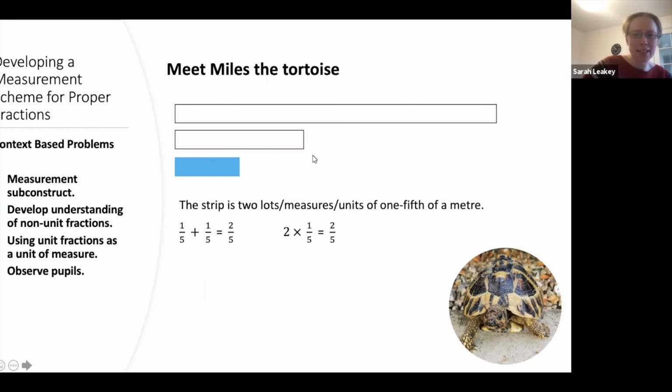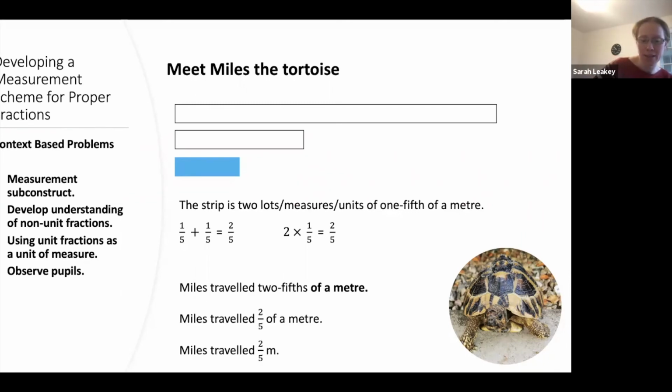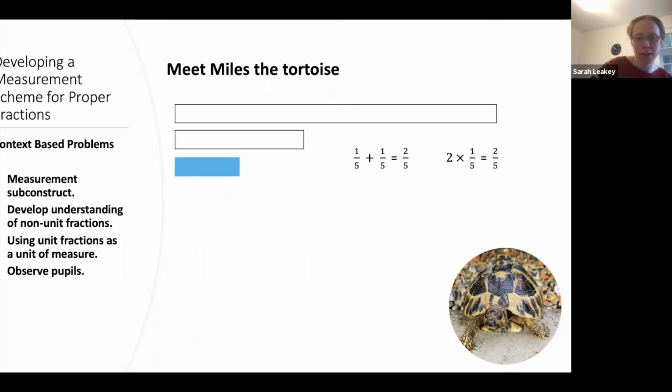That doesn't make sense to them if they've built up their understanding through these contexts and situations, and they're using the unit fractions as a unit of measure. They don't need to be taught an algorithm. The understanding comes out of the problem. So Miles travelled 2/5 of a metre, and again, there's different ways they might record that.